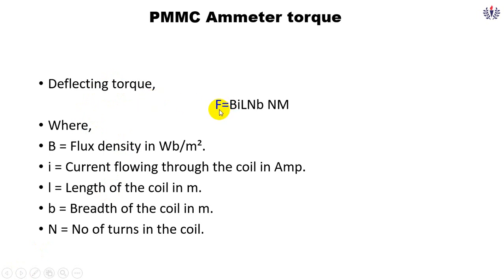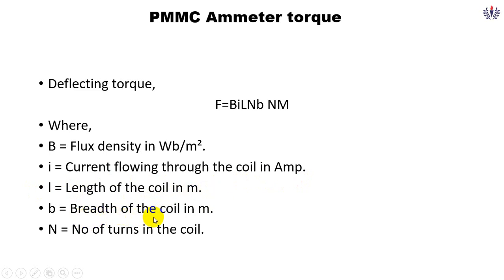So deflecting torque or force is F, that is F is equal to B I L N B Newton meter. So here what is B? B is nothing but the flux density of that magnet in Weber per meter square. I is the current flowing through the conductor or coil in amperes. L is nothing but the length of the coil in meter.